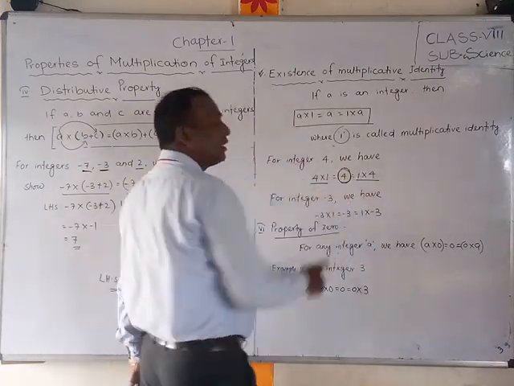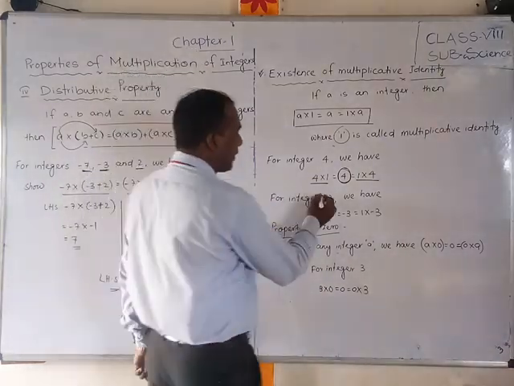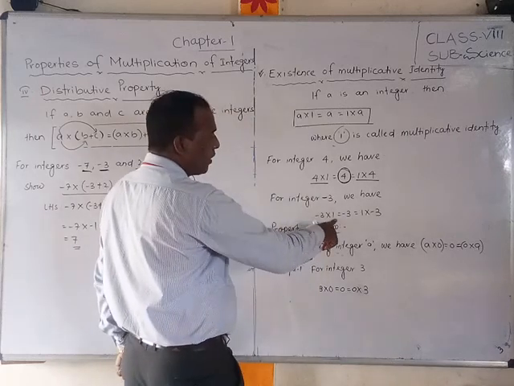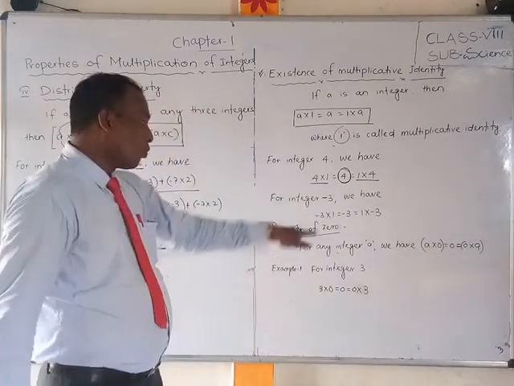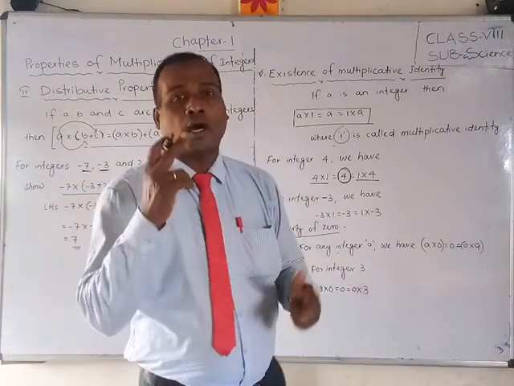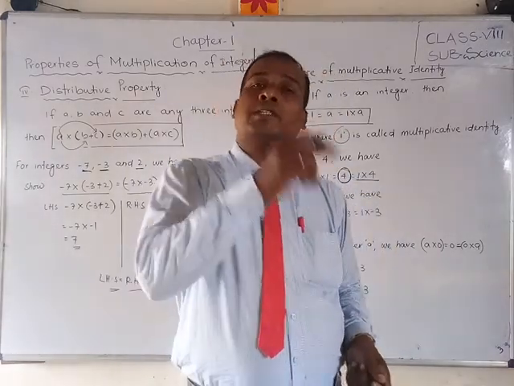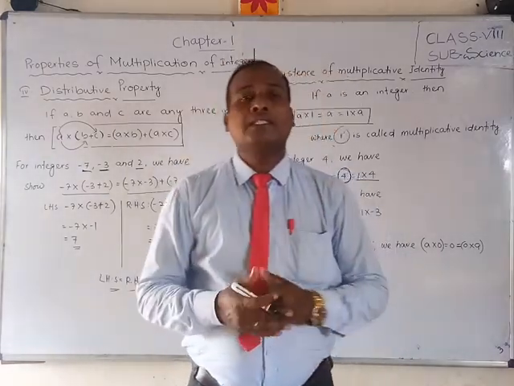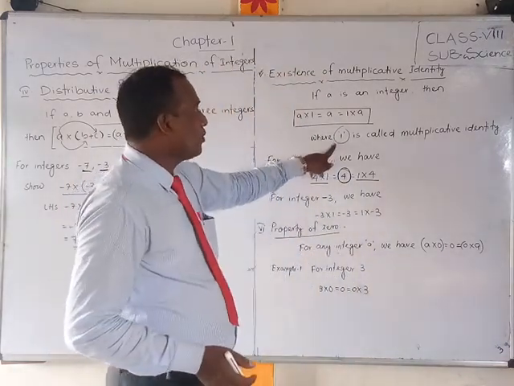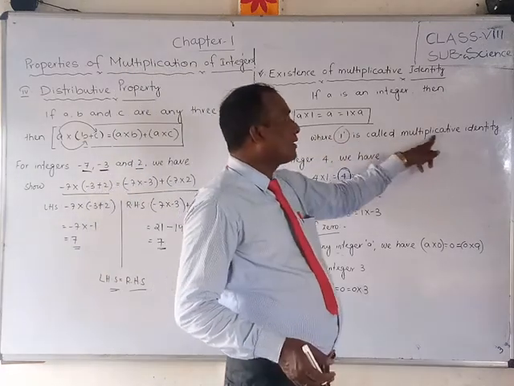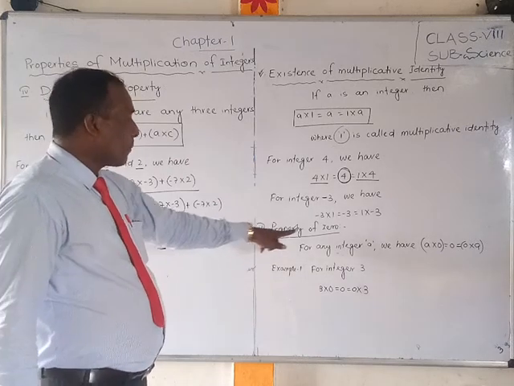So 1 is called the multiplicative identity. And let's take another integer, a negative one, -3. -3 into 1 is -3, 1 into -3 is also -3. So 1 is called the multiplicative identity. Remember friends, very important, 1 is called the multiplicative identity.